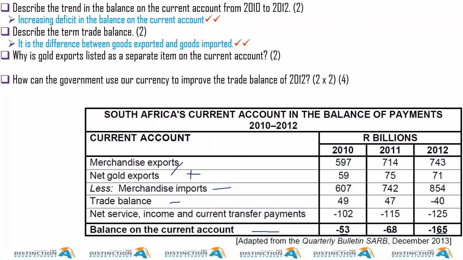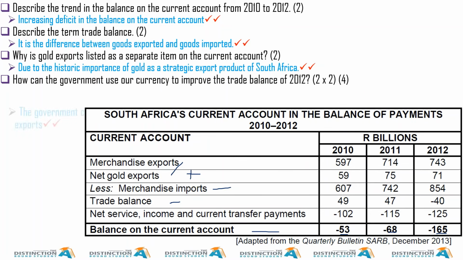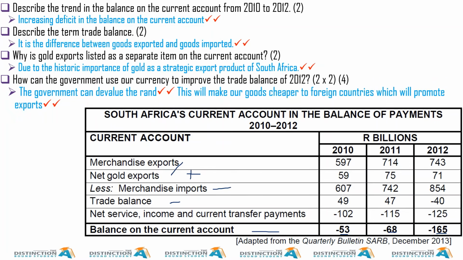Why is gold export listed as a separate item? Okay, this used to be a very common question due to the historic importance of gold as a strategic export product of South Africa. How can the government use our currency to improve the trade balance of 2012?